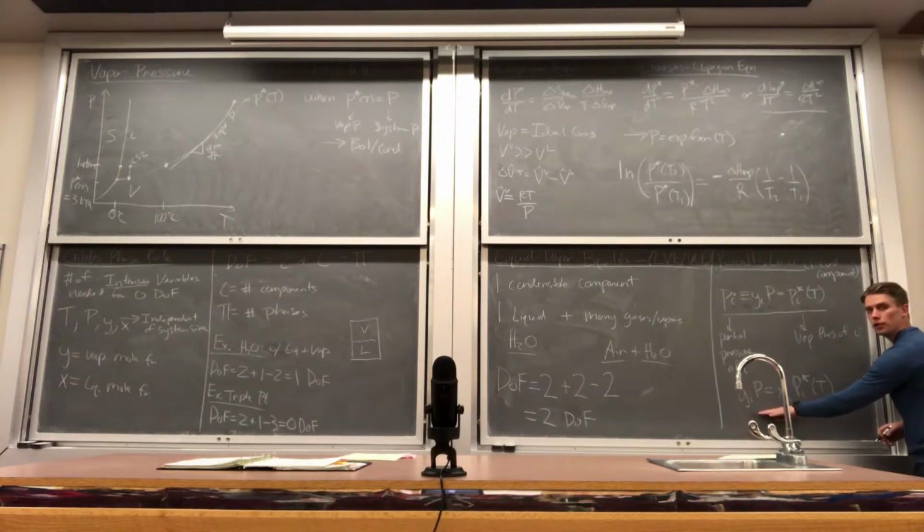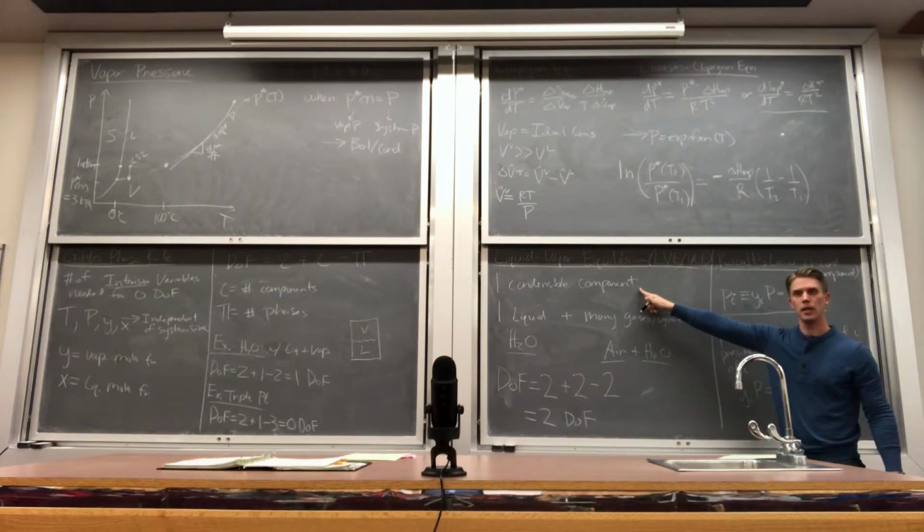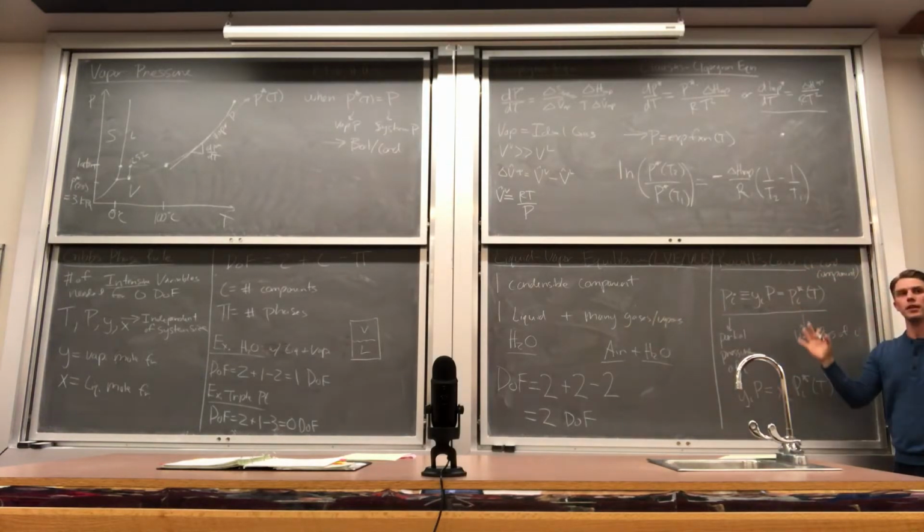So in the full version, for every species, you have to balance out the composition of the vapor phase, which is the y, times the system pressure, which is equal to the liquid phase composition times the vapor pressure. Now the simplification that we are doing here in the one condensable component is we are saying that no matter how many things we have in this system, only one of them can condense into a liquid.